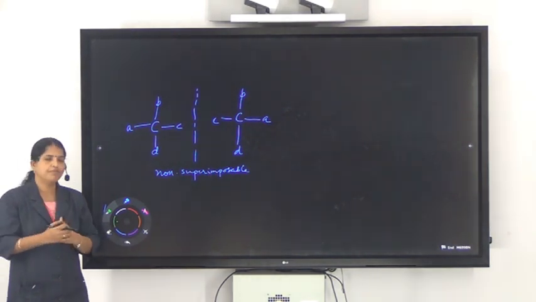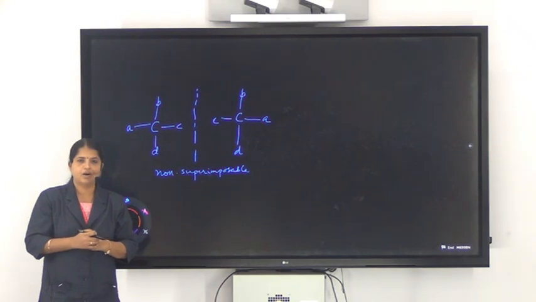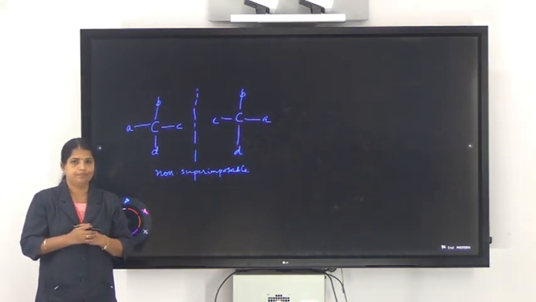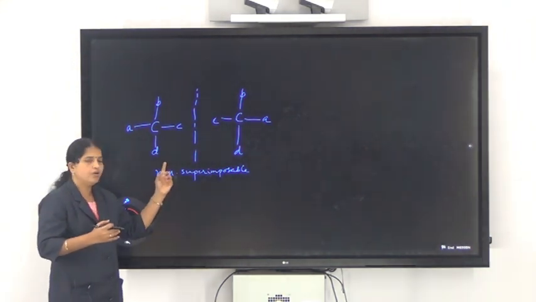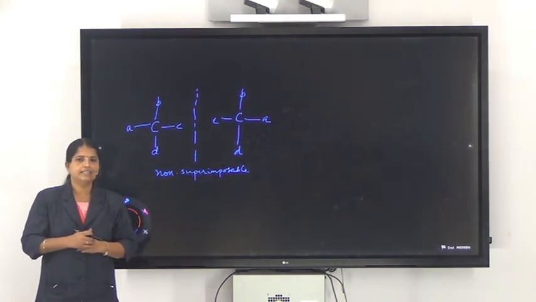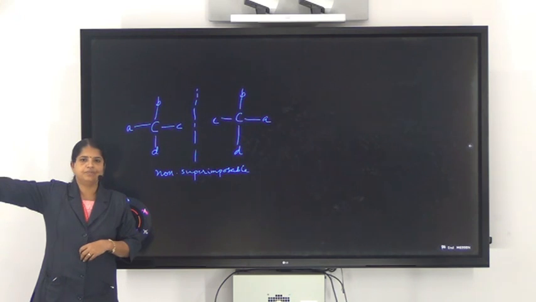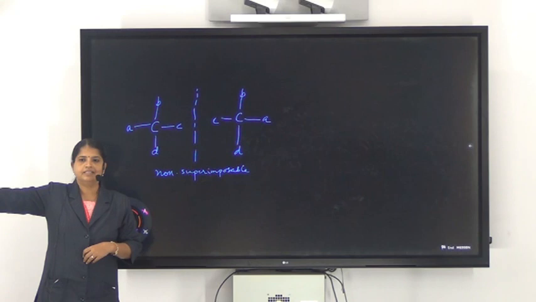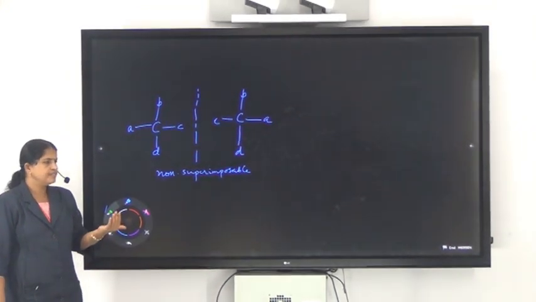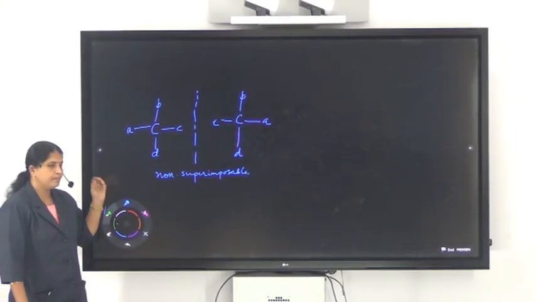If a man is standing in front of a mirror with both his hands down, that man possesses a plane of symmetry and his mirror image is superimposable. That is an example for a superimposable mirror image. Then if that man raises one of his hands while standing in front of the mirror, it becomes a non-superimposable mirror image. So likewise we can see several examples for non-superimposable mirror images.